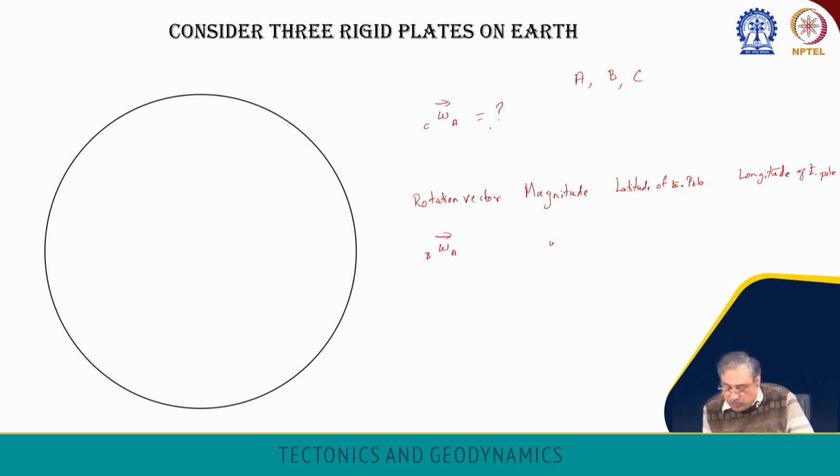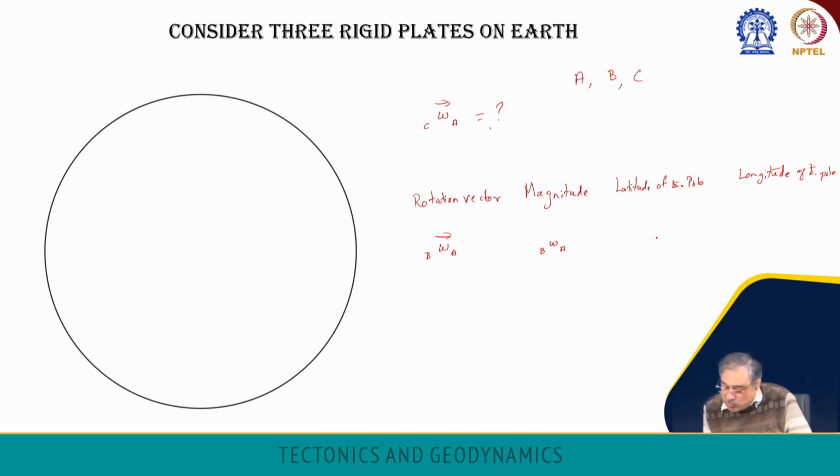It has a magnitude which we will just use. When you're actually typing, you can use the bold symbol; you need not put the arrow on top to demarcate the vector. In this case, the magnitude will simply be shown in this particular way. And we'll say that for plates A and B, this is the magnitude of the angular velocity of plate A with respect to B.